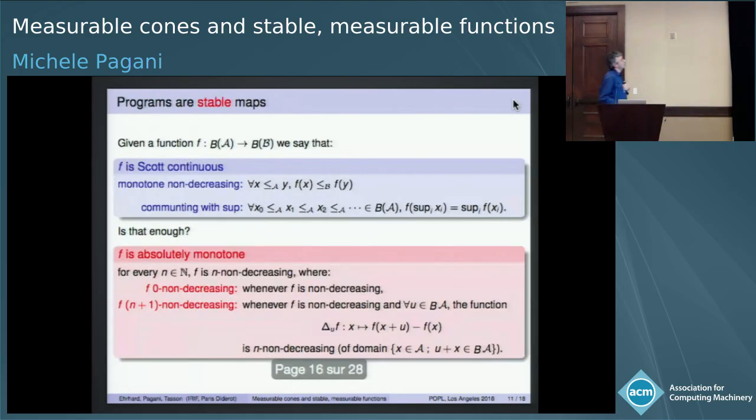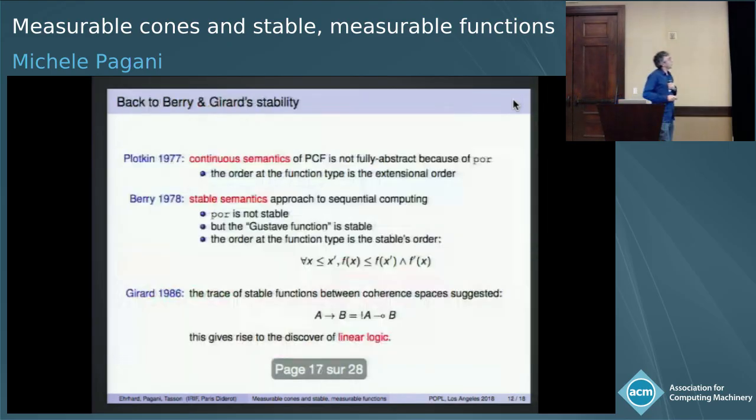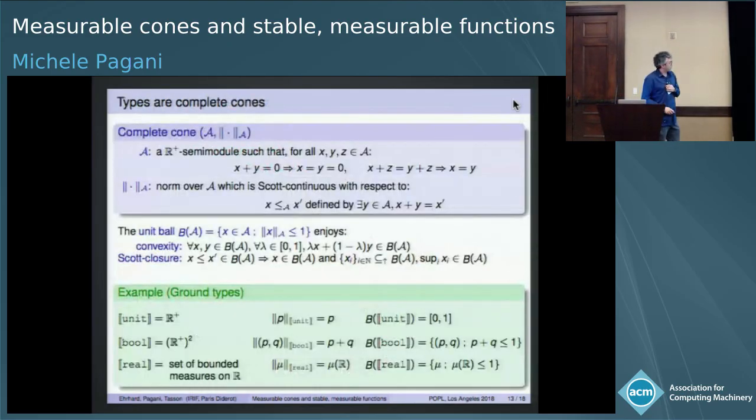We are in a situation where we have a difference between the two orders: the cone order, that is the natural one that comes from the algebraic structure of our object, and the extensional one. And since we are using the cone order, we are obliged to have a notion of function that is much more restrictive than just a Scott continuous one. Good?